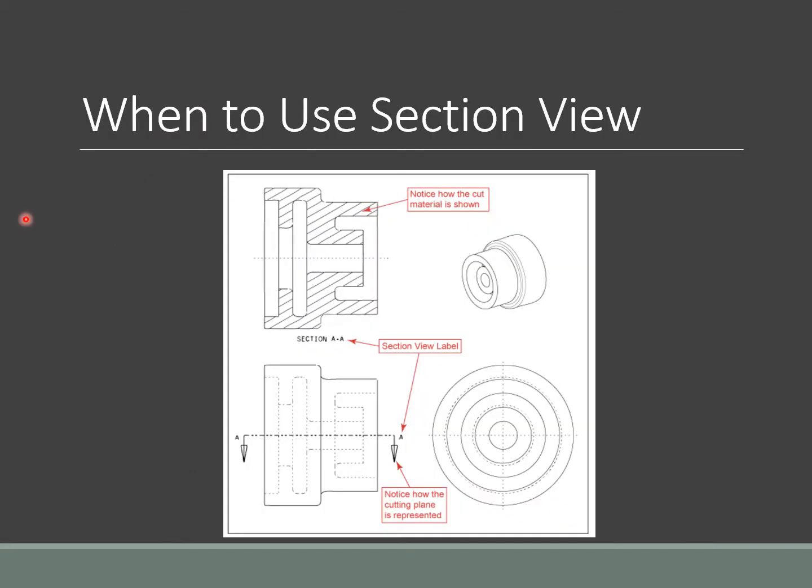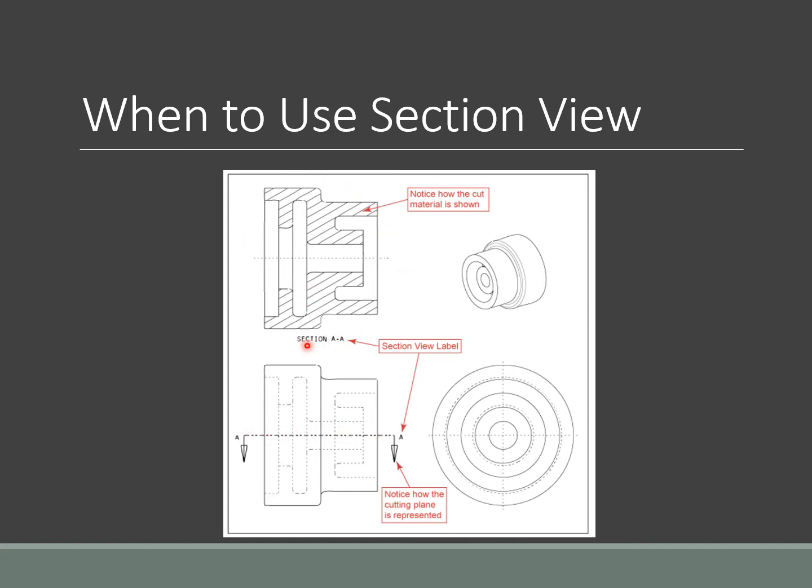You're going to use a section view when you have this kind of situation. If you look at this view here, see all these hidden lines, it's very difficult to tell what is even happening with the geometry of that part. And obviously we don't have any place to put our dimensions. So what we'll do is we call this a cutting plane line. In this case, we're going to cut right through the center line and essentially visualize what you see when you open the part up and look inside of it.